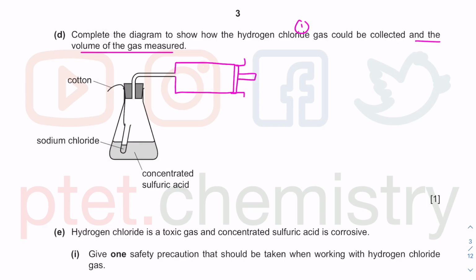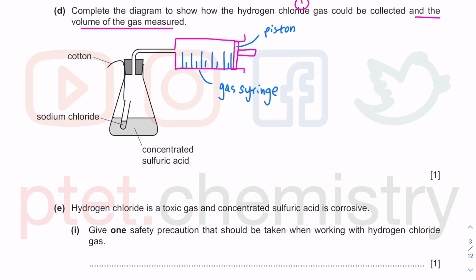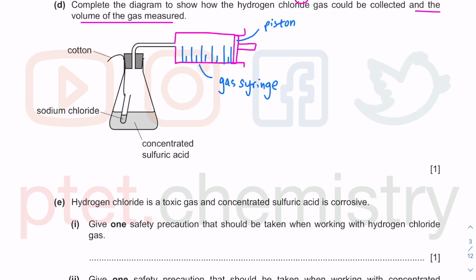What is very important is it has these graduated lines, and these graduated lines allow you to read the volume of the gas because the gas is going to push the piston. This is what you call the piston on the syringe. It's going to push outward as the gas is produced inside here, free of water. And you just need to read until where the piston gets pushed out to. So this is what you call a gas syringe. So we have completed the diagram. We have labeled the diagram for 1 mark. I think it's all right there.